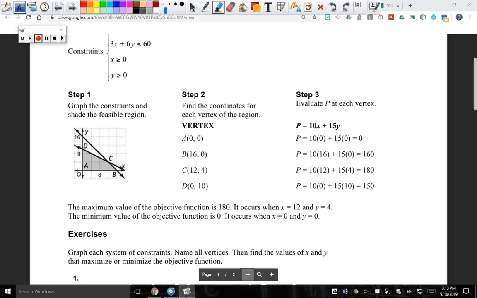Okay? So here was the minimum. We say that the minimum is 0 when x is 0 and y is 0. Here is the maximum, and we say that the maximum is 180 when x is 12 and y is 4. So for the quiz, for the test, whatever it is, you're going to be writing things now in a kind of semi-sentence notation. Okay?